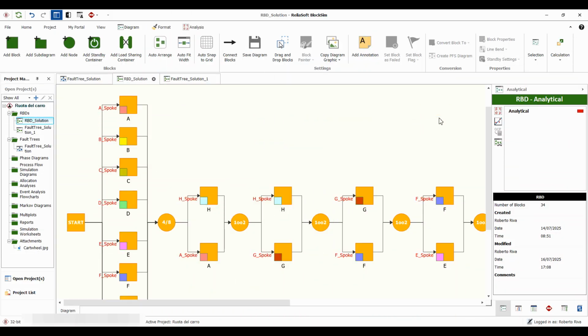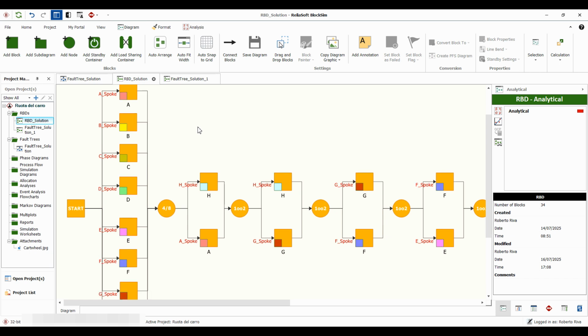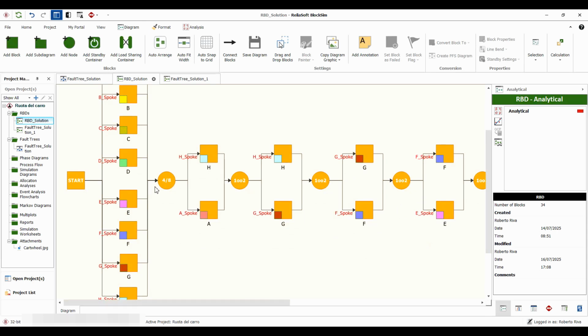RBD solutions bear similarity to the fault-free solution. Obviously it's the same problem. And here it is made out of 34 blocks, including the starting block, end block, mirror blocks and voting node. So the first part is the 8 spokes in 4 out of 8 voting criteria.